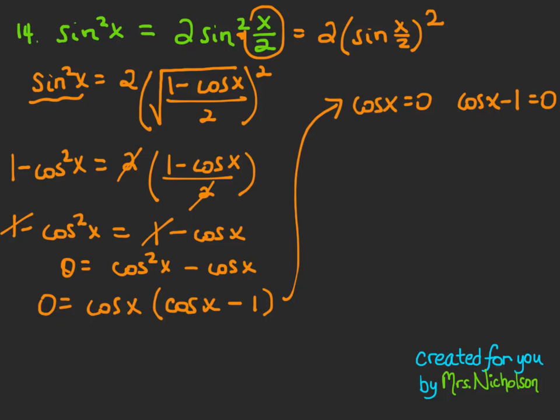So if cosine x equals 0, that means x must be pi over 2 or 3 pi over 2. That's where cosine is 0. And then for my other factor, cosine x equals 1. And that happens whenever x is 0 radians. And so those three solutions would be the solutions to this equation.